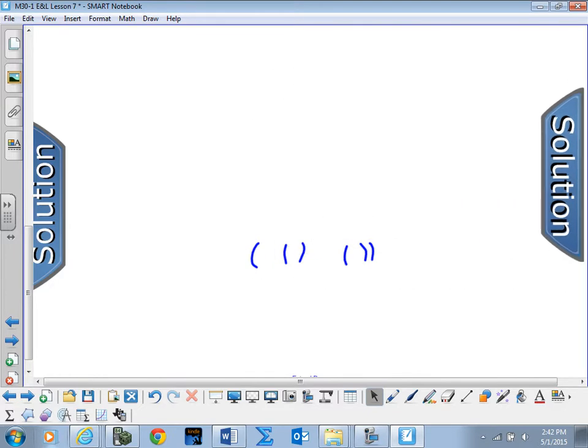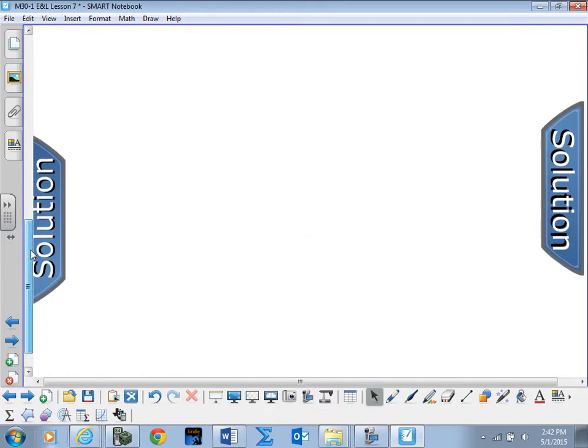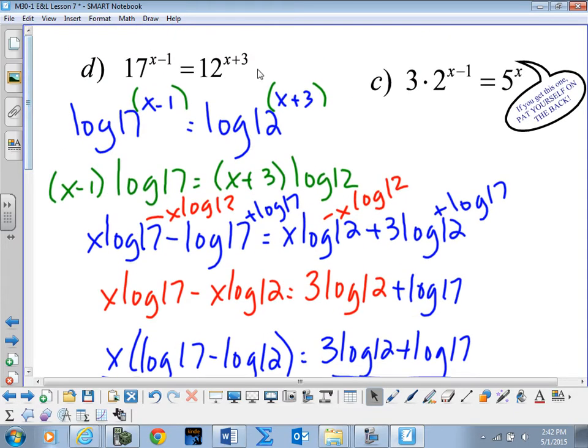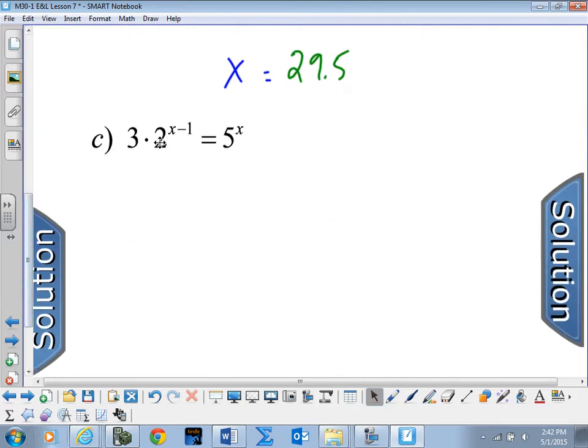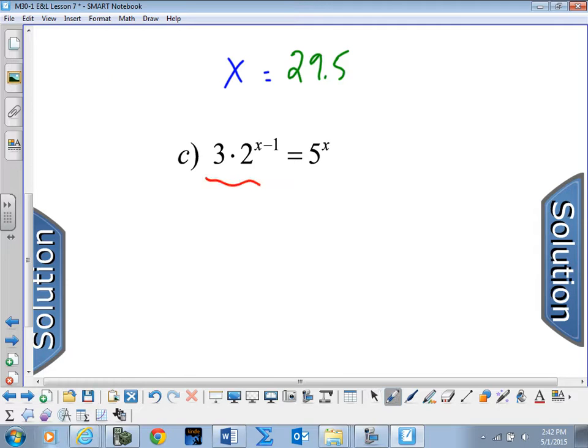So the reason why I switched those initial two was because this one is even trickier. So hopefully you have room for this somewhere. I'm going to move it down here and work through all these steps. So the reason why this one is a little trickier is because we have a product on the left side. So I'm going to start by introducing a log to both sides.